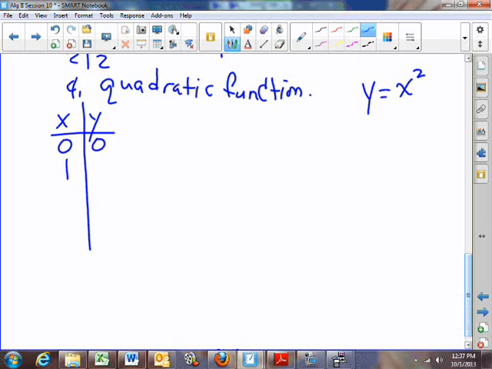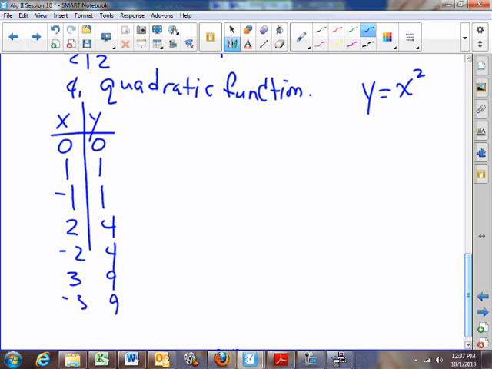If x is 1, 1 squared is 1. If x is negative 1, negative 1 in parentheses, squared outside, gives us 1. 2 squared is 4. Negative 2 squared, negative 2 times negative 2 gives us 4 again. 3 squared gives us 9. Negative 3 squared gives us 9.